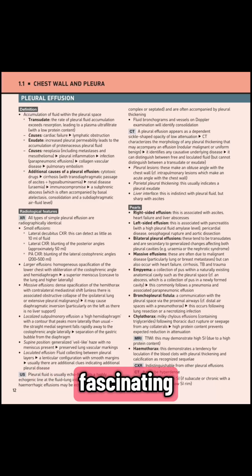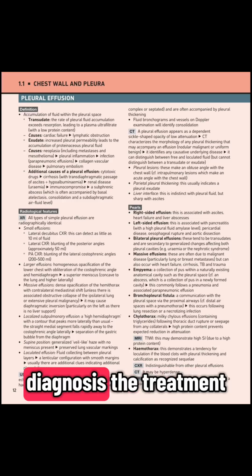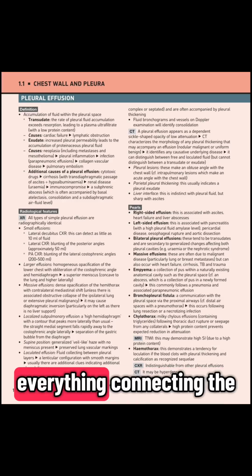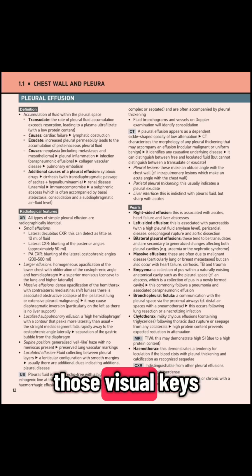Absolutely. And what's fascinating, I think, is how these sometimes subtle visual cues on the scans give us so much information. It guides the diagnosis, the treatment, everything. Connecting the dots between what's actually in the pleural space, fluid or air, and what we physically see on the scan. Precisely. Those visual cues are just vital.